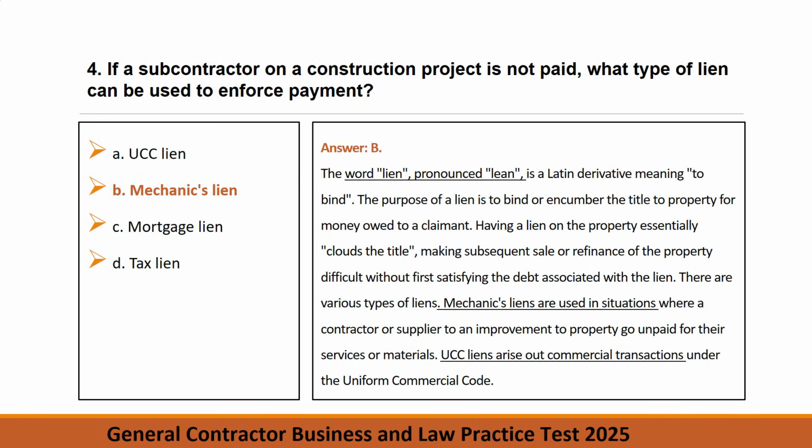There are various types of liens. Mechanics liens are used in situations where a contractor or supplier to an improvement to property go unpaid for their services or materials. UCC liens arise out of commercial transactions under the Uniform Commercial Code.